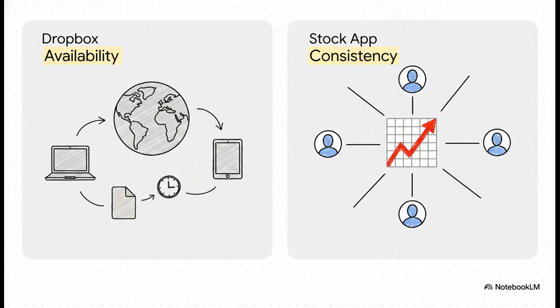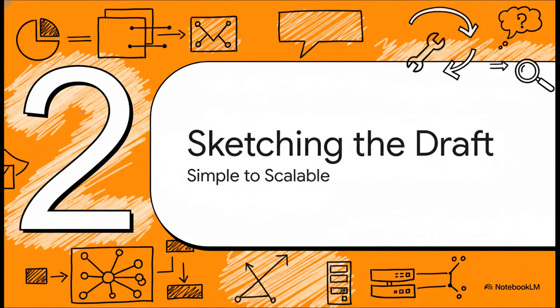It's totally fine if a file I upload in New York takes a few seconds to show up for my colleague in Tokyo. Now compare that to a stock trading app. That has to prioritize consistency. A stock purchase needs to be reflected everywhere, instantly. By stating this trade-off up front, you're signaling to the interviewer that you understand fundamental distributed systems concepts like the CAP theorem.